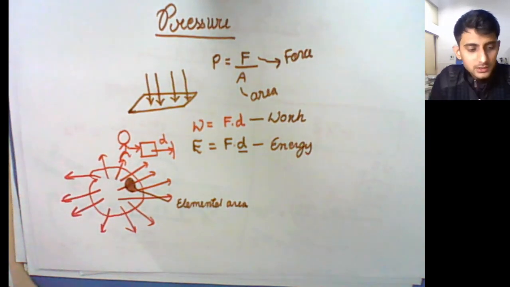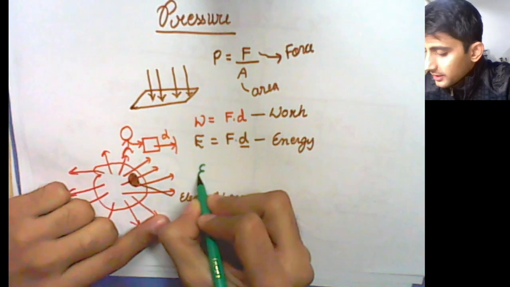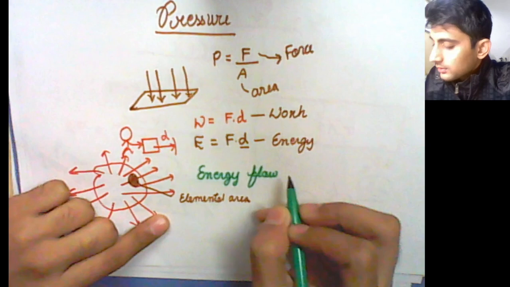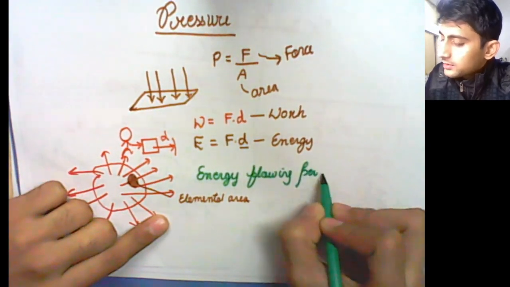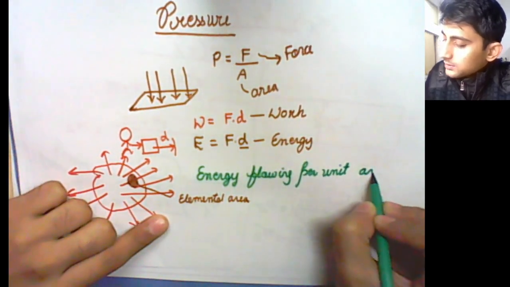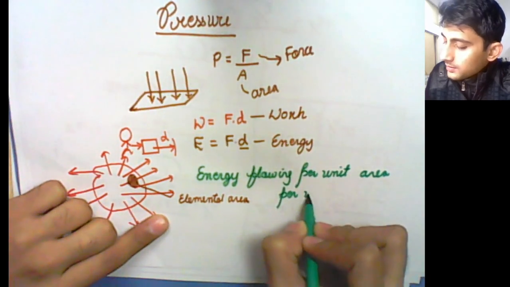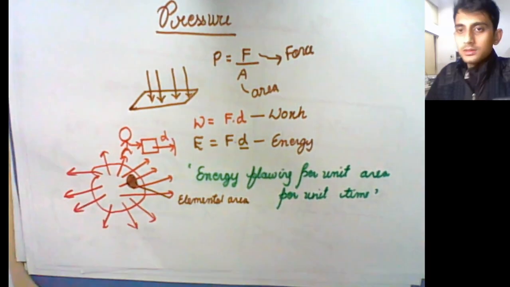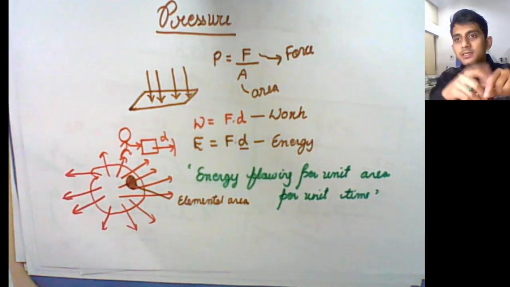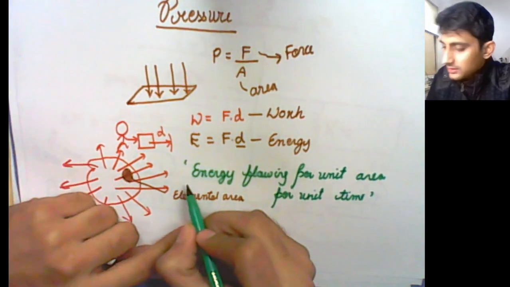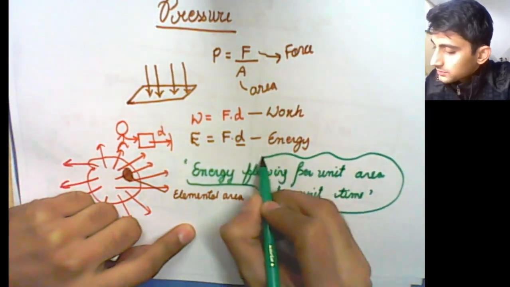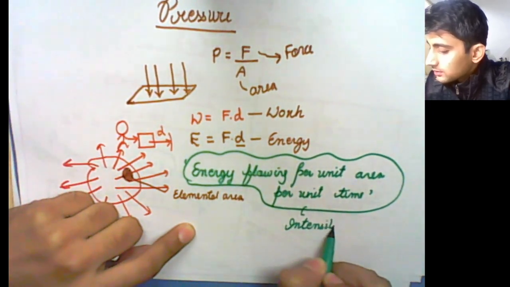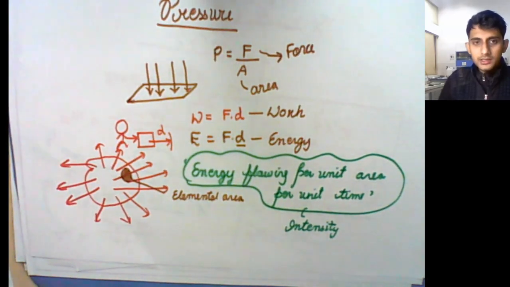So what I'm saying is energy flowing per unit area per unit time. ओके, एनर्जी एक सेकंड में 1 मीटर से कितनी बाहर आ रही है, एंड दिस क्वांटिटी इज कॉल्ड एज इंटेंसिटी. Okay, this quantity is called intensity.